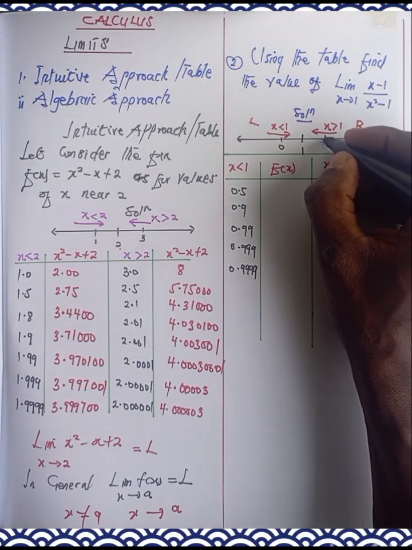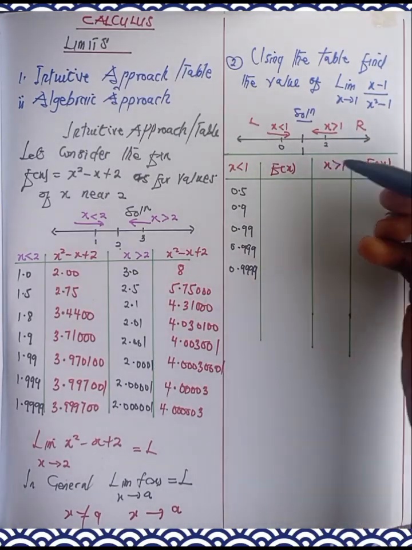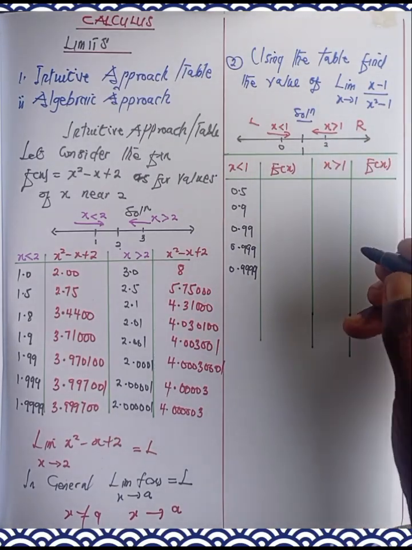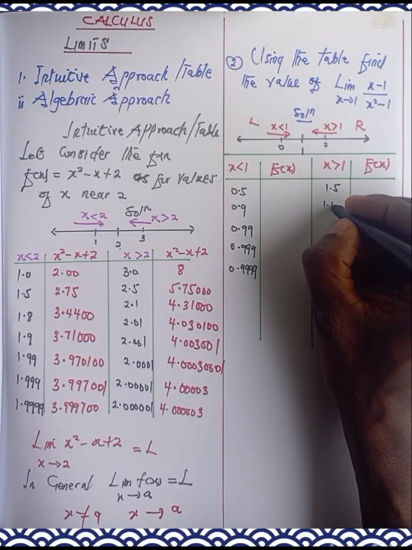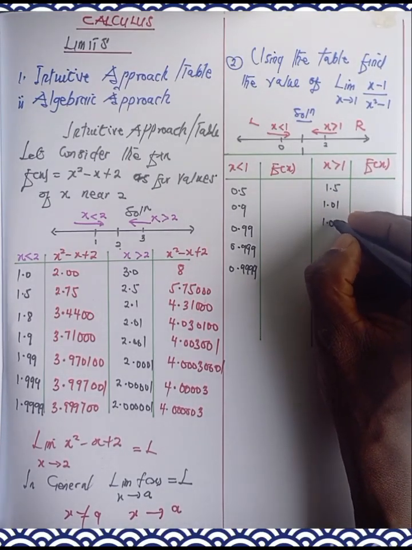We can also get values approaching 1 from the right. So let's take it that we have 2 here. So approaching 1 from the right, we can get what? 1.5, 1.01, 1.001.